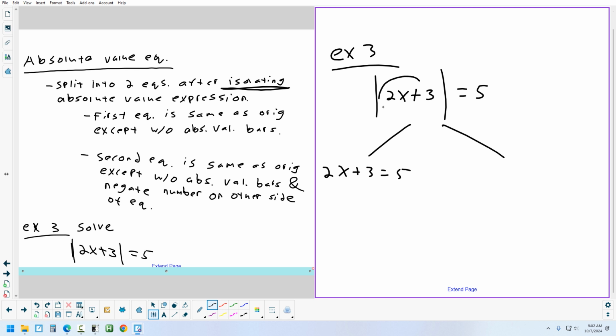Either what's inside here can come out to the number 5, and that'll have an absolute value of 5. Or what's inside here could also come out to what other number? -5. Could come out to -5, and that would also work.